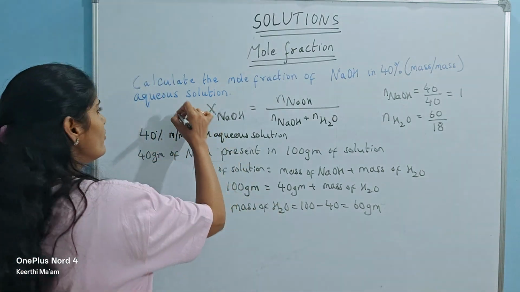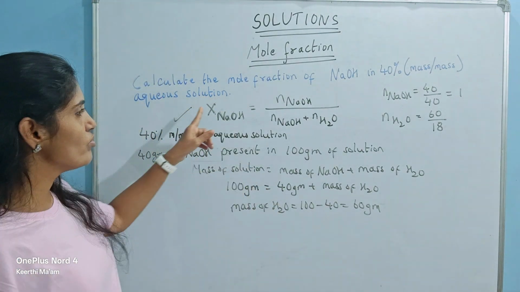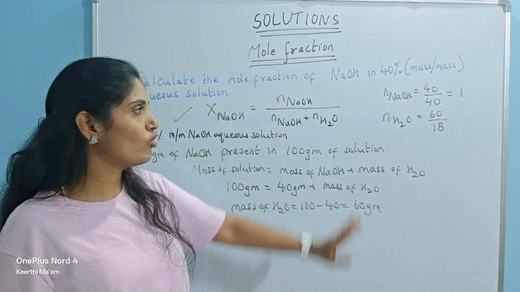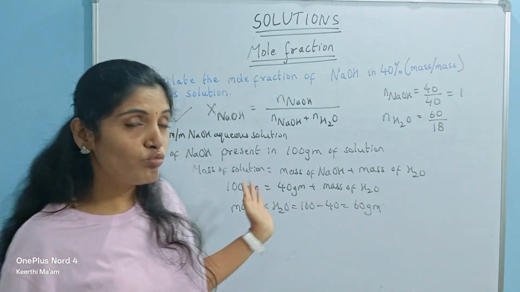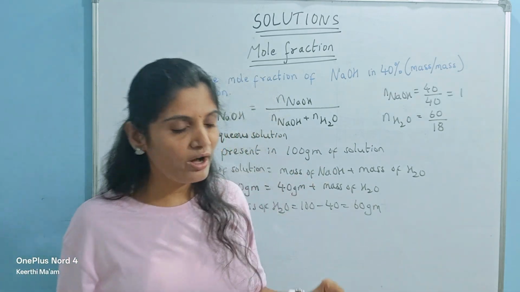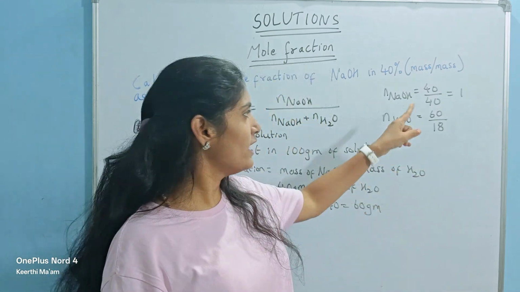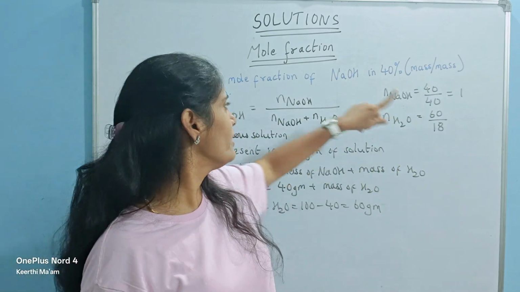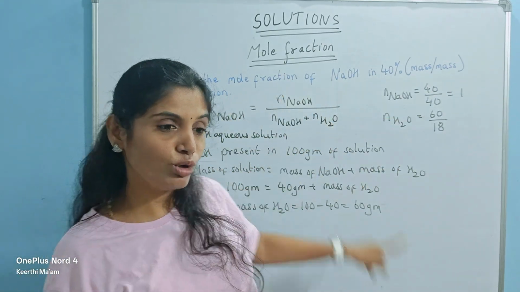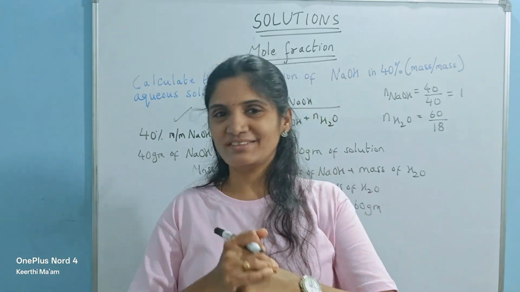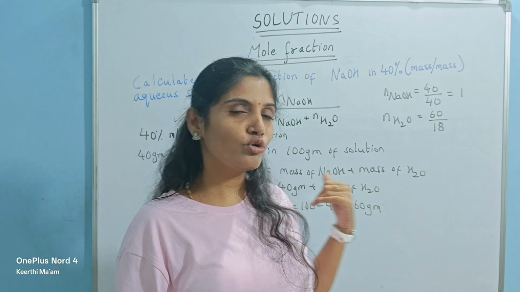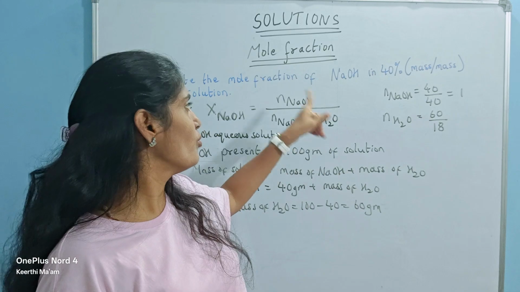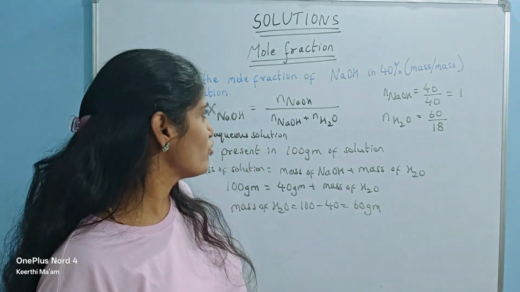Now we have the formula with us. Mole fraction of NaOH is equal to number of moles of NaOH divided by number of moles of NaOH plus number of moles of H2O. Now when you have the number of moles of NaOH and H2O, I know you are smart enough to do the calculation further. By substituting the number of moles, you will do the further calculation by yourself. Clear? Because I have already shown for the previous question how we calculate. Now please substitute and find the mole fraction of NaOH.